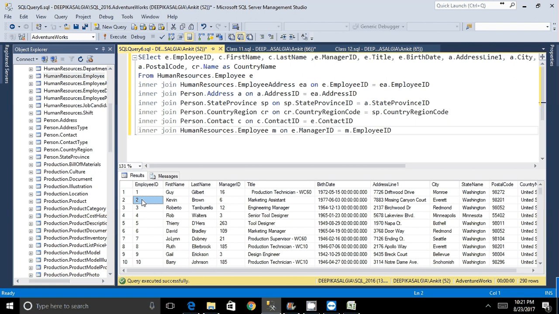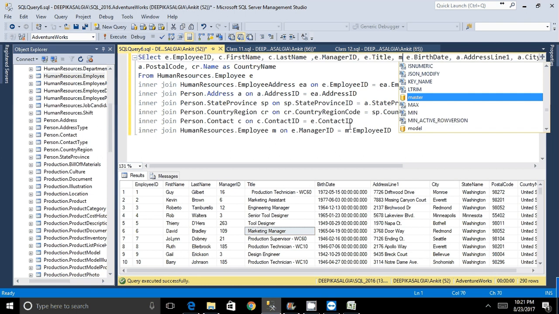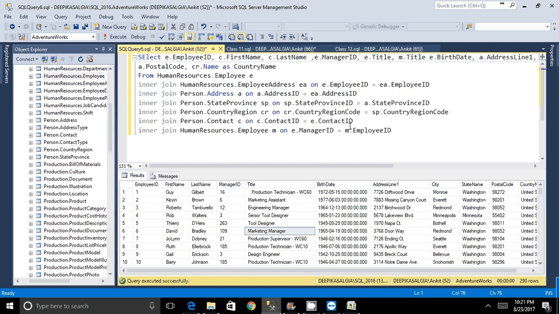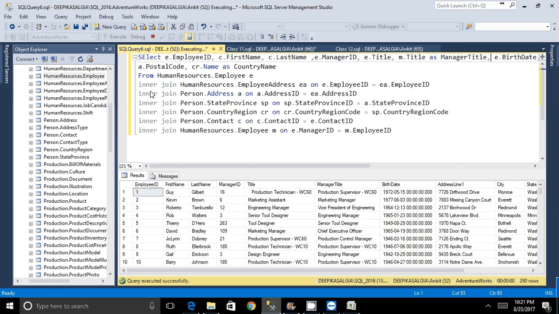So you get the title of employee 2, which is marketing manager. Let's see if we are getting that. So I'm going to say title, from which table am I going to get the title this time? From the M table, right? So I'm going to say M dot title, which is the manager title, as manager title. Now I run the query. I get the title for employee ID 2. What was his manager title? Marketing manager. So does it look correct? That's his employee title. That's his manager title.